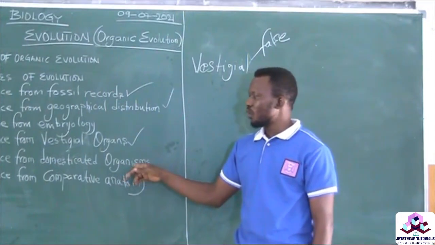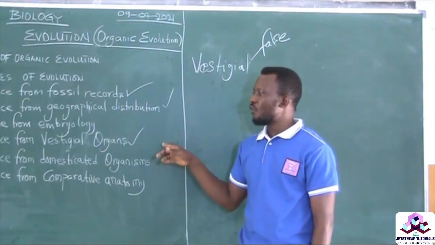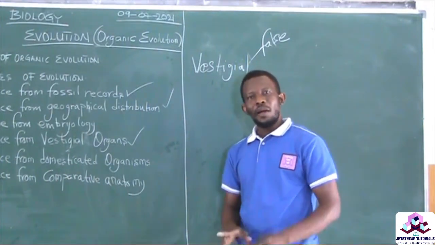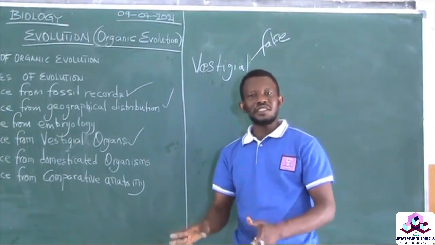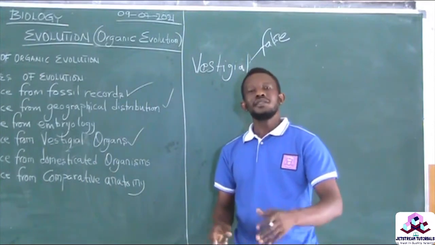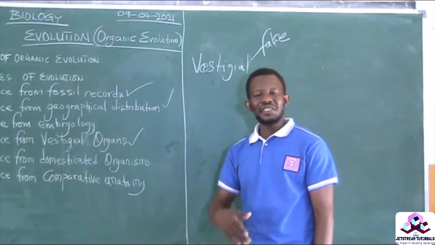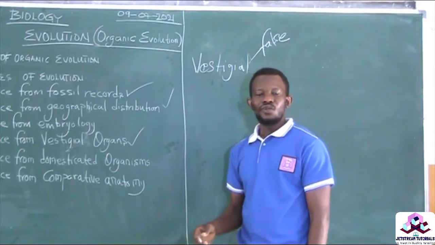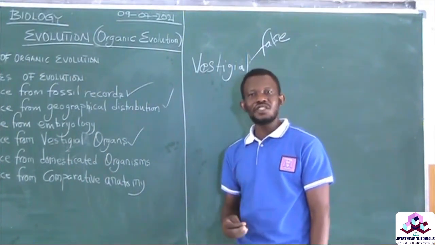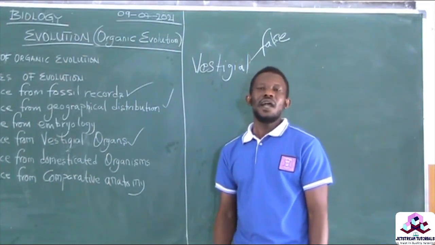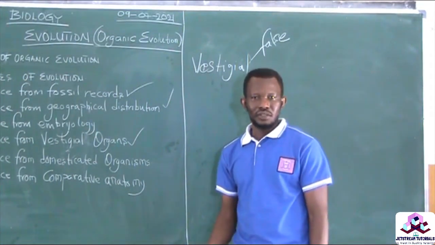So this is what evidence from domesticated organisms means: being able to view all the developmental changes in all the living things that you have at home, plants, animals, and the rest. You observe at different stages what they have and how they function at that stage and going forward.